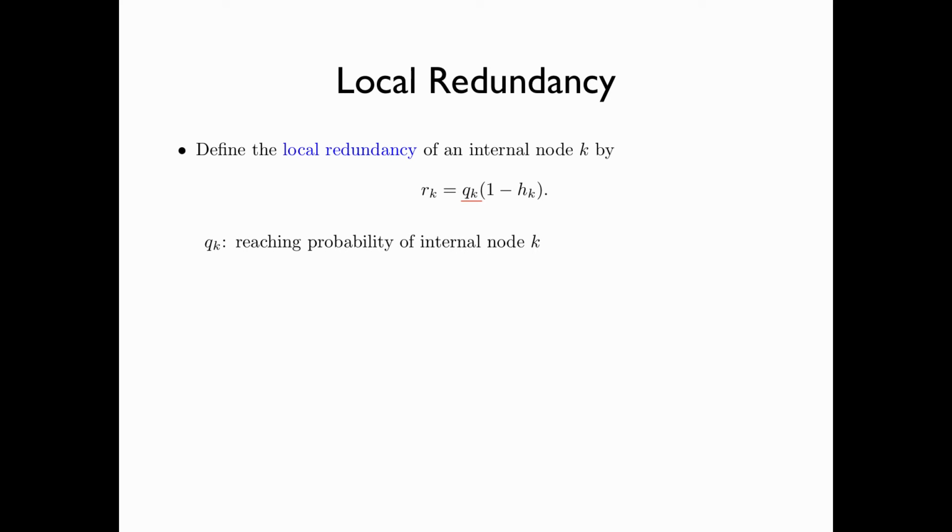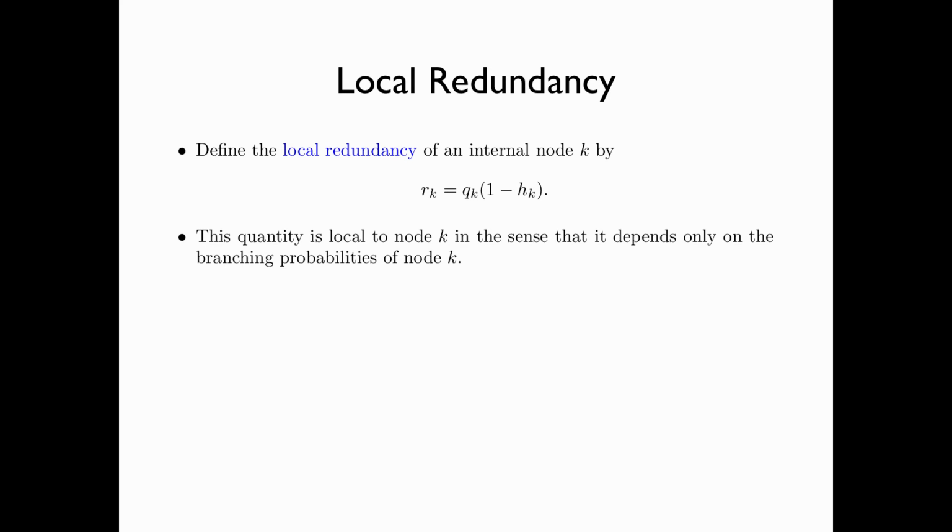We are now ready to introduce the notion of local redundancy. Define the local redundancy of an internal node k by R_k equals Q_k times (1 minus H_k), where Q_k is the reaching probability of internal node k, and H_k is the conditional entropy of internal node k. This quantity is local to node k in the sense that it depends only on the branching probabilities of node k. Specifically, if the branching probabilities of node k are known, then both Q_k and H_k are determined, and hence R_k is also determined.